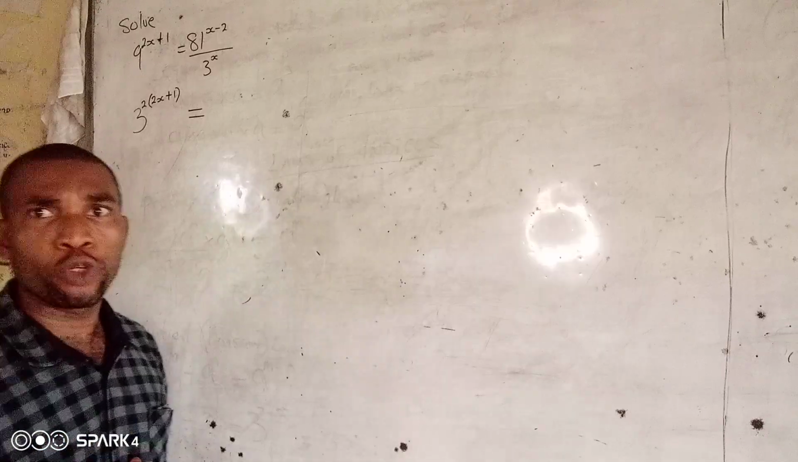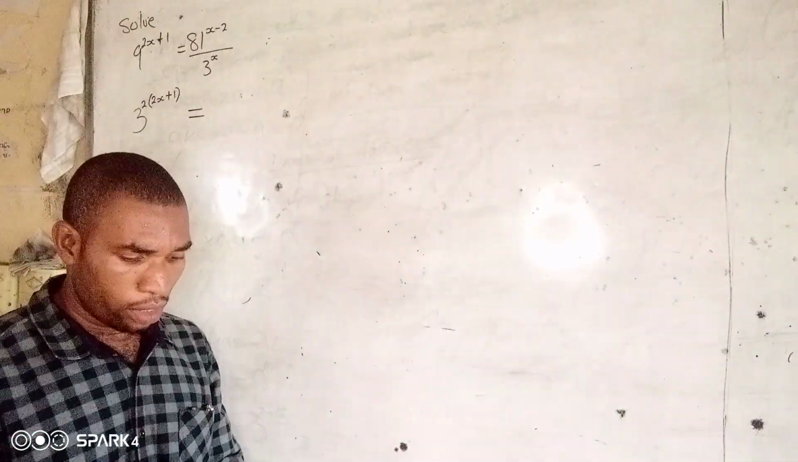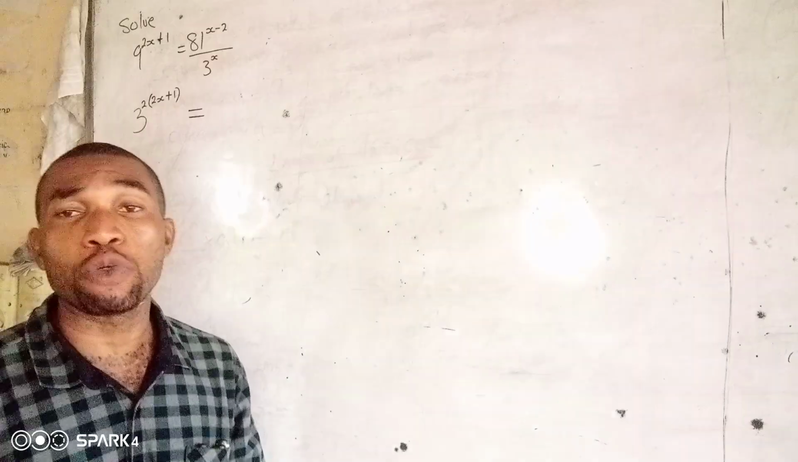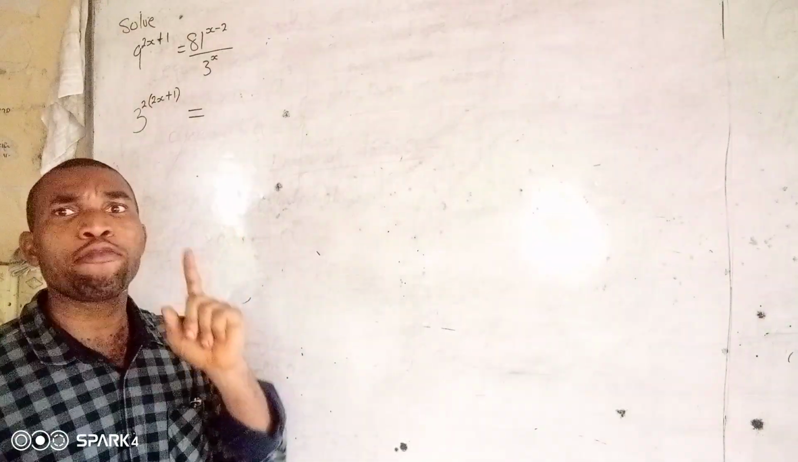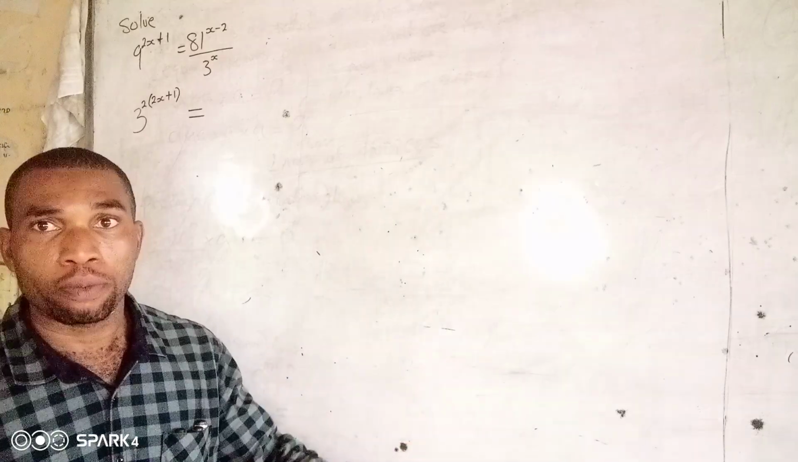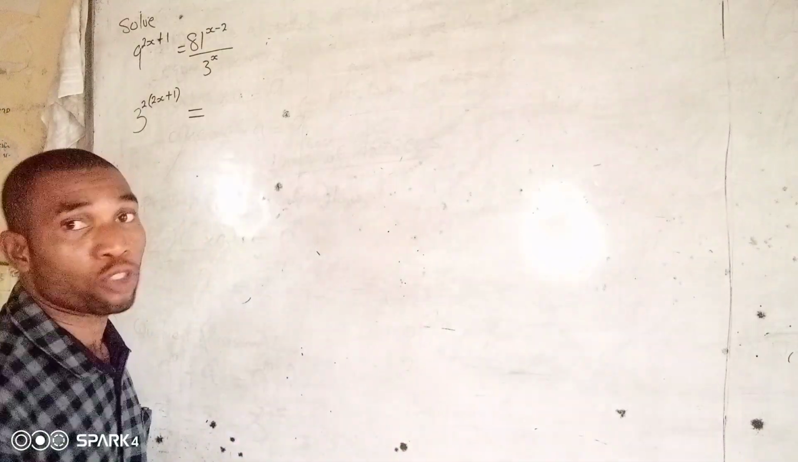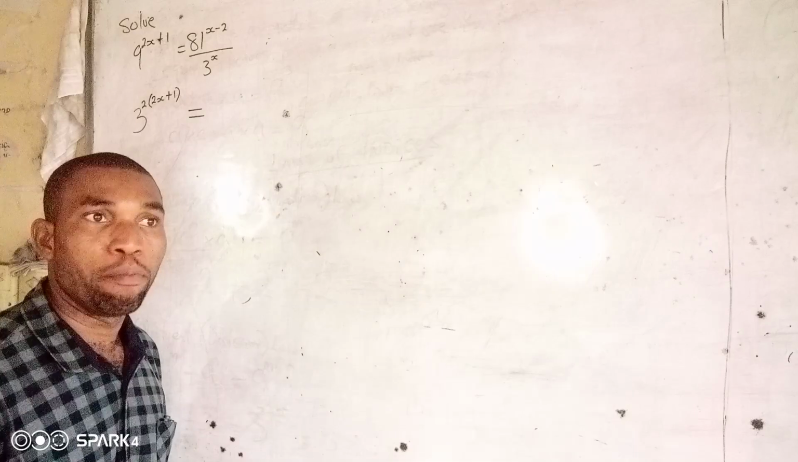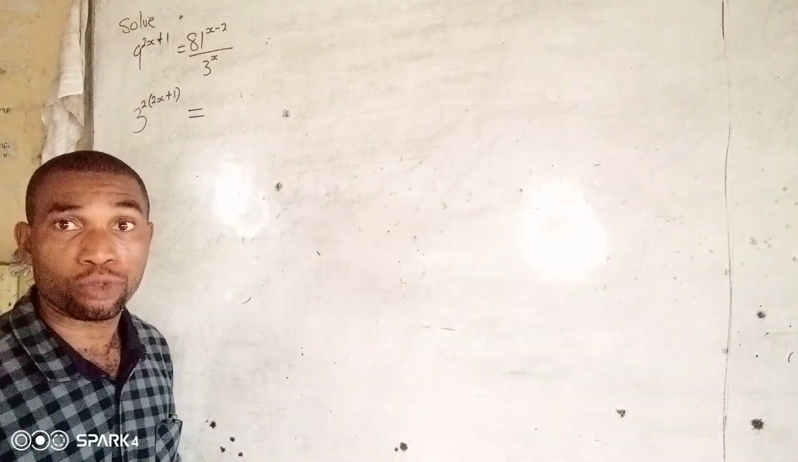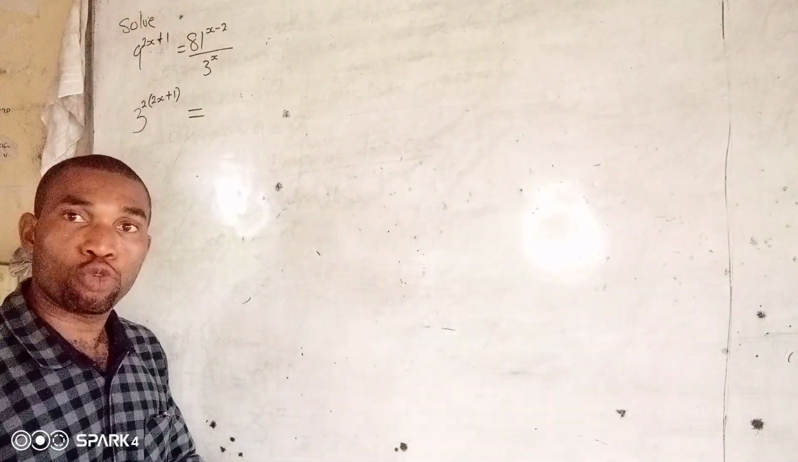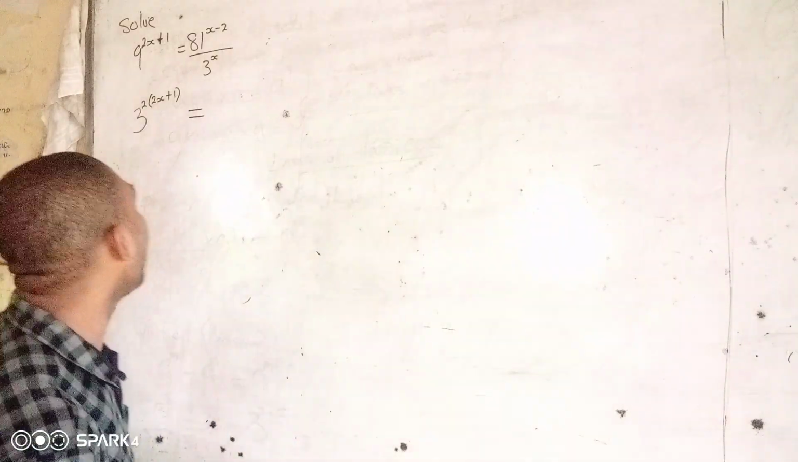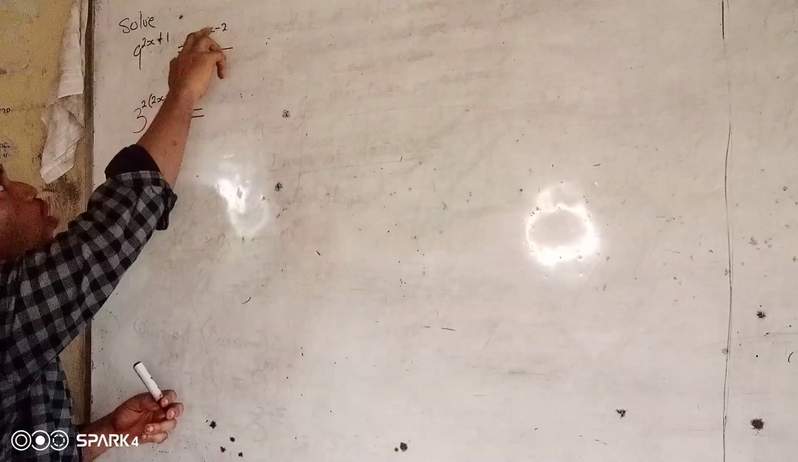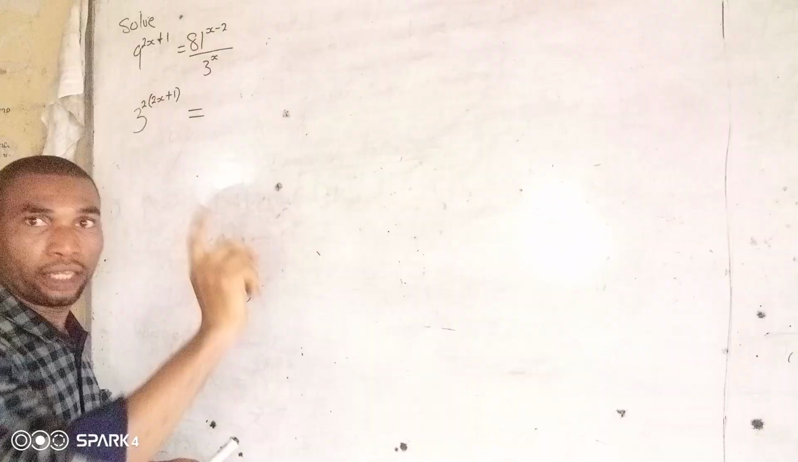Now remember what I told you in our previous videos, that whenever you are solving an indicial equation, make sure that you have one base throughout. What I mean is, if you are solving in base 3, make sure that you have base 3 throughout, or between two bases, either base 3 and base 5 or other base. Now here, we are going to make sure that all that we have here is in base 3.